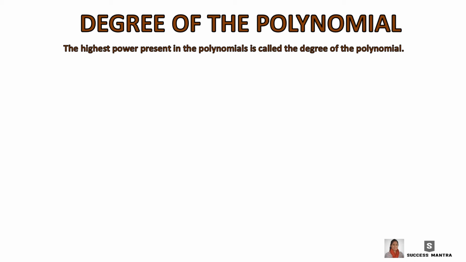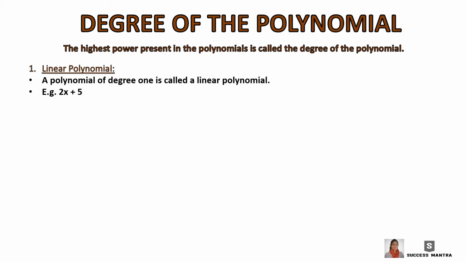And based on the degree, we can classify the polynomial again into three. That is, the first one is linear polynomial. That is, a polynomial of degree 1 is called a linear polynomial. So here you can see 2x plus 5. X, the power is 1. So a polynomial with degree 1 is called a linear polynomial.